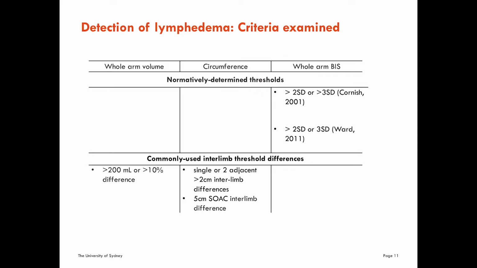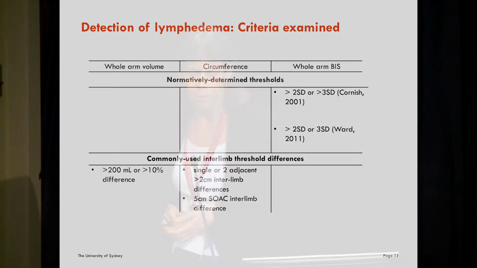The ones that stood out, the most common ones you see, are, in terms of limb volume, a 10% difference or 200 mil interlimb difference. A 2 centimeter interlimb difference is also a common one used. Otherwise, there's a sum of arm circumference measures, where you add up the interlimb differences. If it exceeds 5 centimeters, people would be categorized as potentially having lymphedema. It didn't matter whether it was the dominant or non-dominant arm affected.